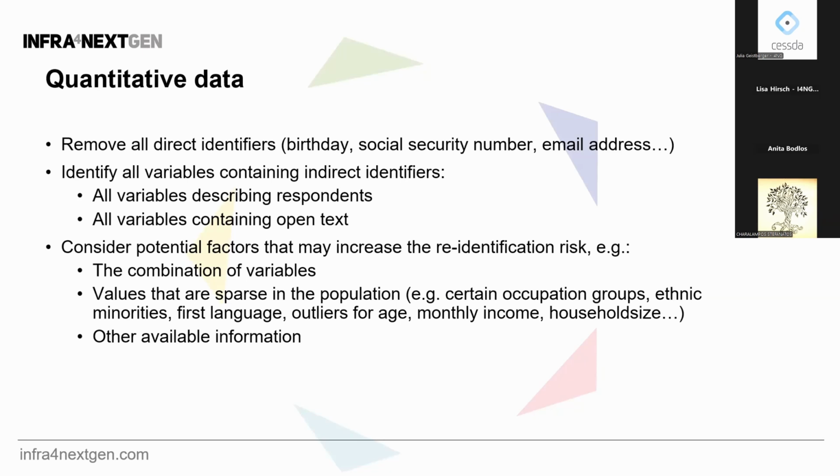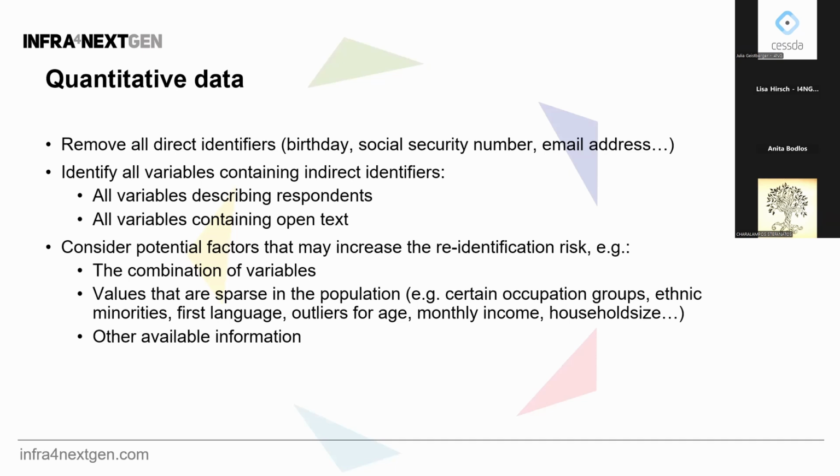Next thing is to consider potential factors that may increase the re-identification risk, for instance, the combination of variables and values that are sparse in the population. So certain occupation groups, ethnic minorities, first language, outliers for age, monthly income, and household sizes. For instance, first language spoken at home, or also country of birth of parents, may be very general.